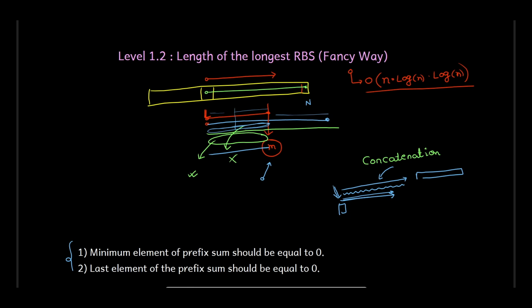Why? Because for each index L, you are doing a binary search for splitting the range in half and querying whether this L to midpoint is the RBS or not, and answering this query itself is O(log n). So that is why this is your final time complexity.